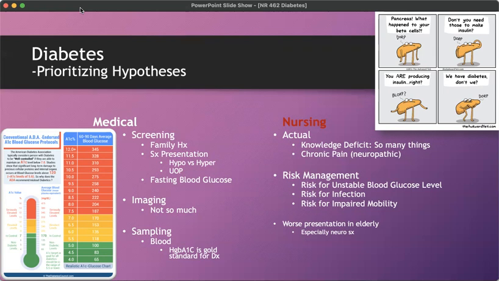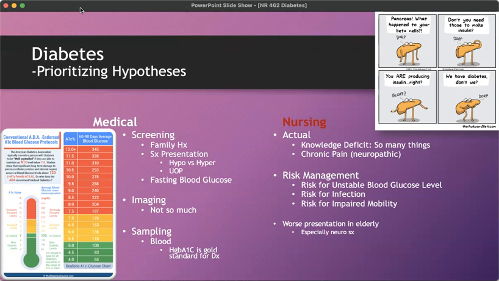Imaging, we don't have any imaging for diabetes, but we do have sampling. So we're going to collect blood samples. Specifically, the test we're going to do is a hemoglobin A1C. And this is kind of a gold standard for diagnosis. What this test tells us is a 3 to 4 month average blood sugar that the patient has had. So we can correlate this directly with how hyperglycemic somebody has been over a long period of time.